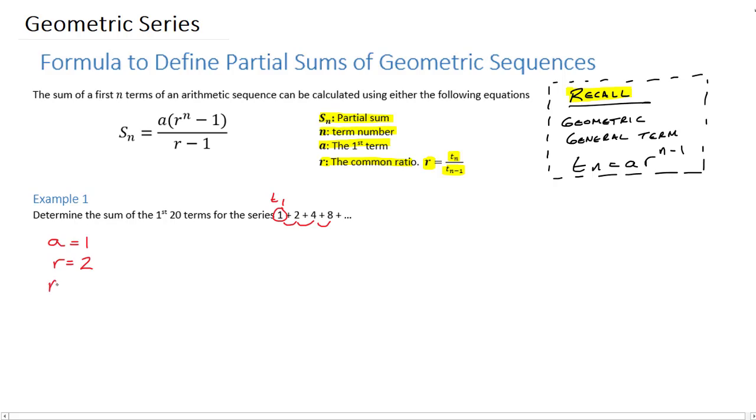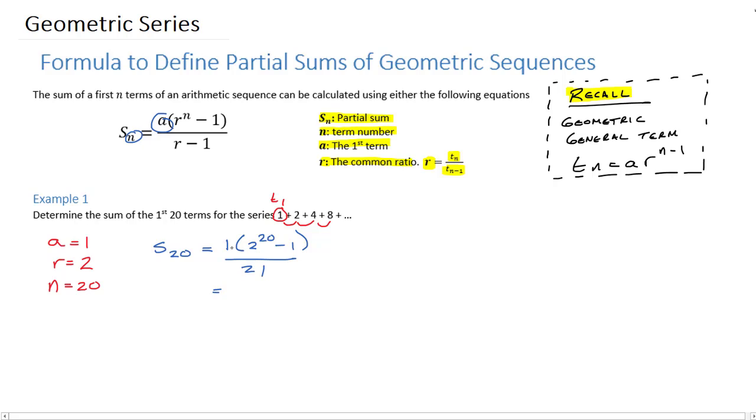All right, and they want us to make n 20. So this one's going to be pretty easy. Just punch it in the formula. I'm sure you could do it without any of my help. So we're going to replace n with 20. a is going to be 1, so nothing special there, times 2 to the power of 20 minus 1, divided by 2 minus 1.